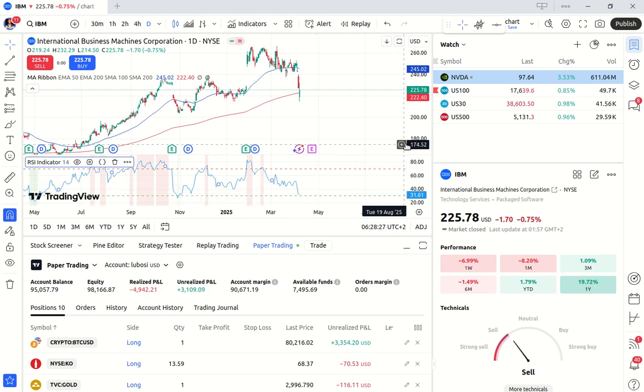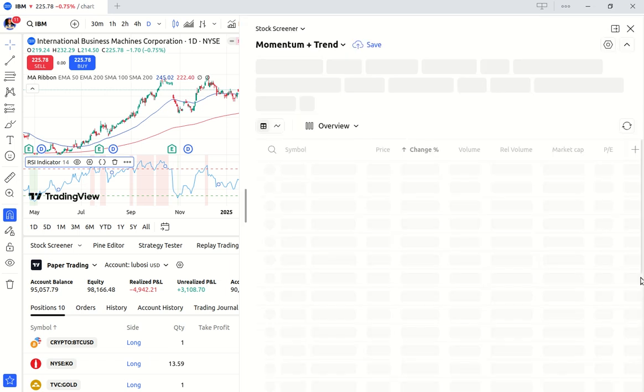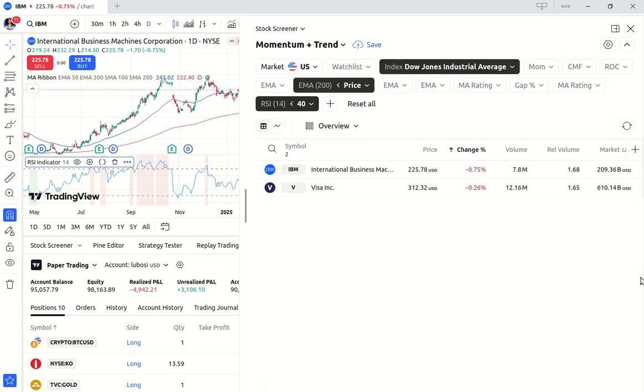So we want to pick something that's trending, right? If the market trends upwards, it means there's some stocks that are trending upwards with it. Okay, it means there's some stocks that are trending up with it that are good, that are good buys. Okay.